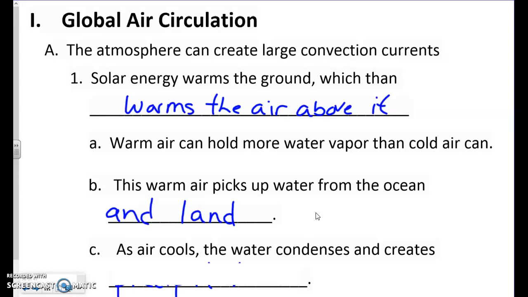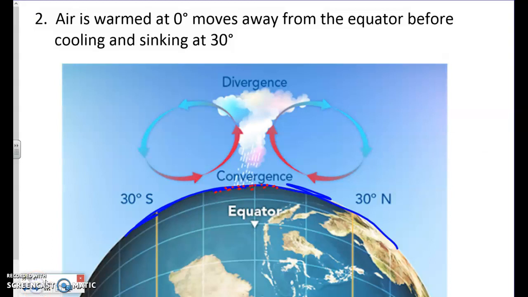Okay. Now, as the air rises, it's going to get away from that heat source and begin to cool. Now, as it cools, again, warm air holds more water than cold air. So as it cools, it's not going to be able to hold it. It's going to start to lose water. In other words, it's going to create precipitation. And you can see that on this diagram right here that's in your notes. So these are our big convection currents right here.